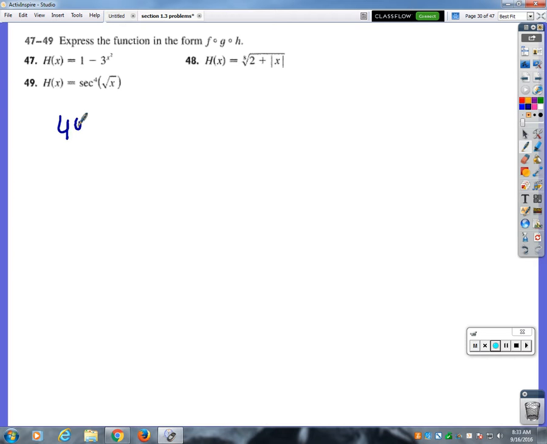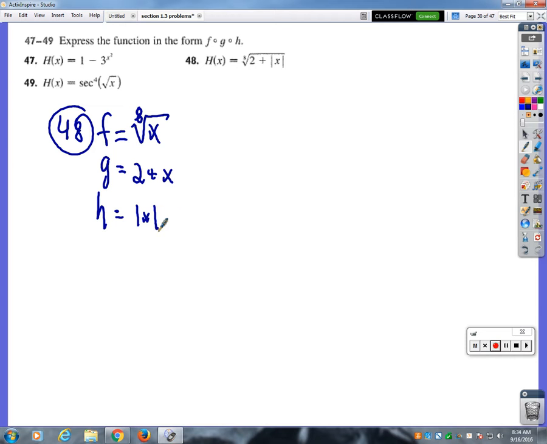Yeah, so it would be f, g, and h. So f would be the 8th root of x. Yeah, the f function is the very farthest outside one. Then g would be 2 plus x. And h would be absolute value of x.